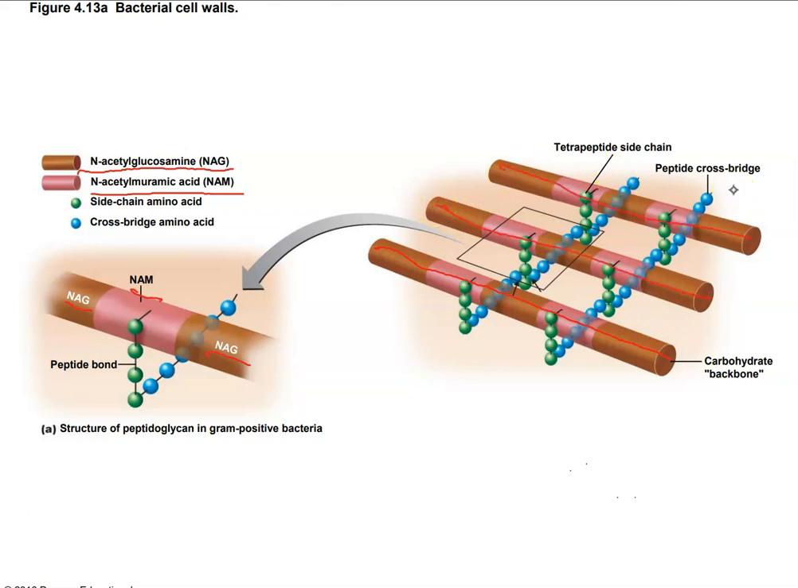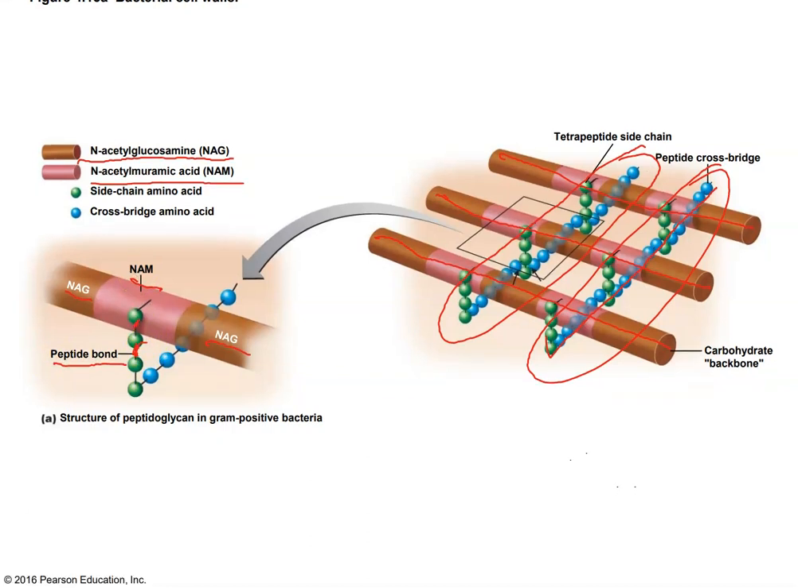Now these tubes that you see right there, these alternating NAG, NAM disaccharides that are linked together, need to be cross-linked and held together. You can see right here, these are the cross-linking polypeptides. These little spheres that are cross-linking the whole thing are the protein component. These amino acids are linked by peptide bonds, and we learned that in the previous lecture. So this is what it looks like.